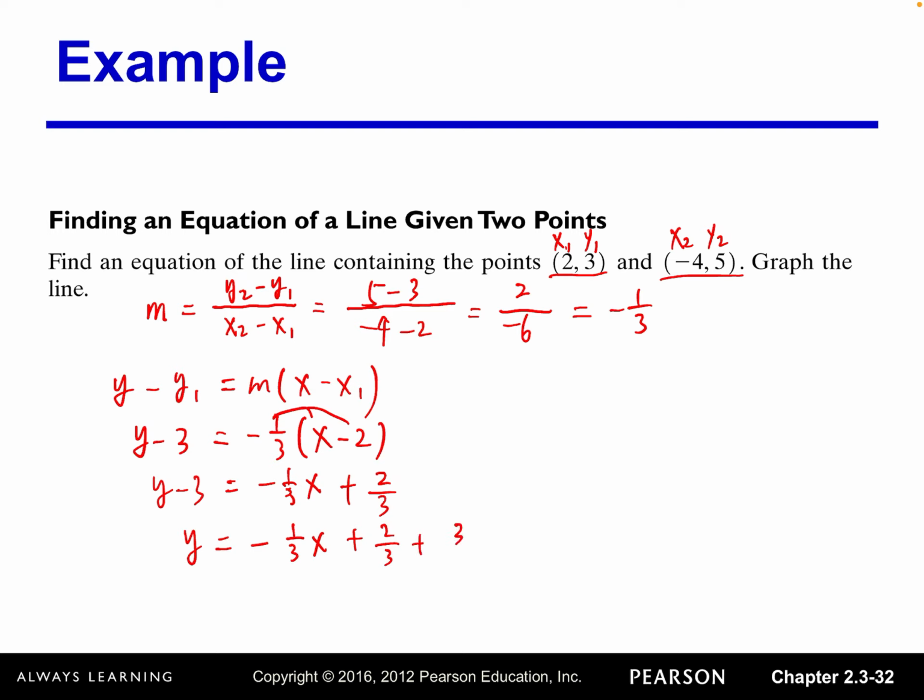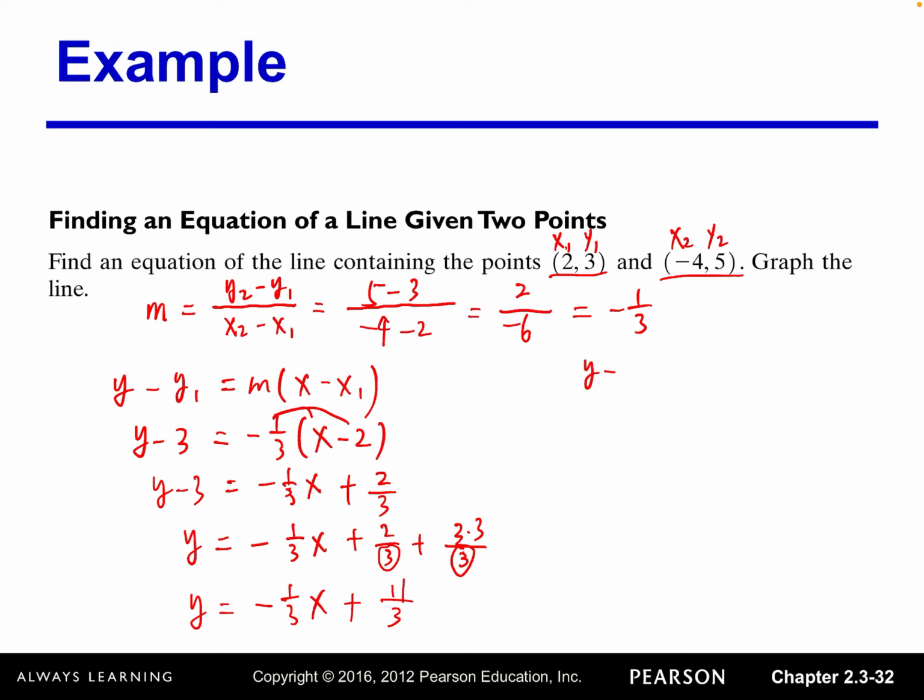3 we can rewrite into a fraction. So numerator times 3, denominator times 3. So 3 we can rewrite as 9/3. And then we get y equals -1/3 of x. Now these two fractions have the same denominator. We can add the two numerators together, 2 plus 9, that's 11/3. So I used the first point as the given point to find the line equation.